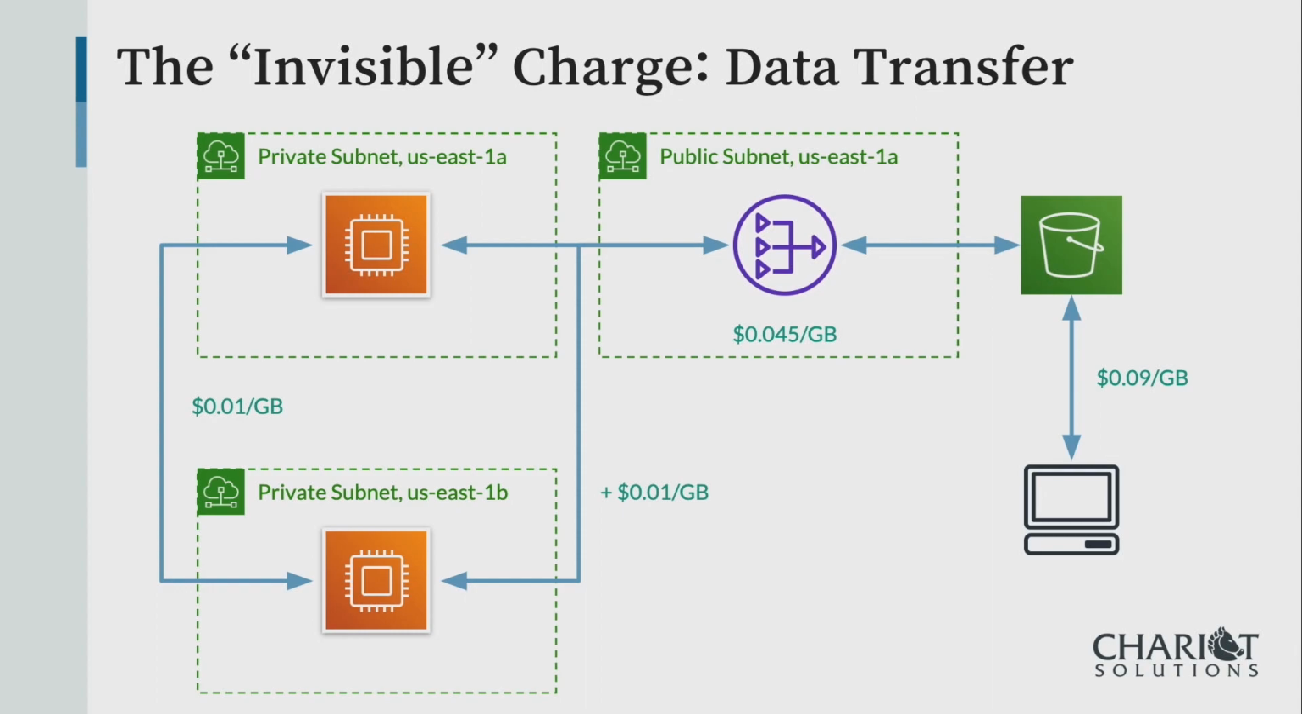And when you have these machines talking to each other, again, this is probably more likely a database, you're also spending a penny a gigabyte. And the big cost here is 9 cents a gigabyte for data moving directly from S3 to your PC.